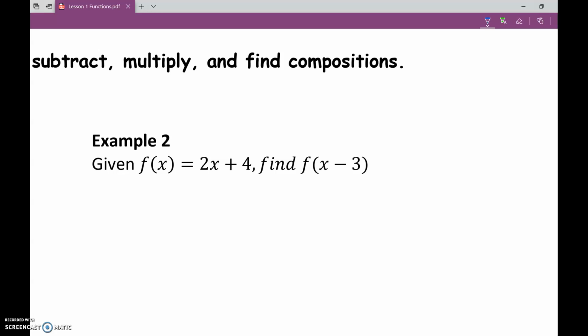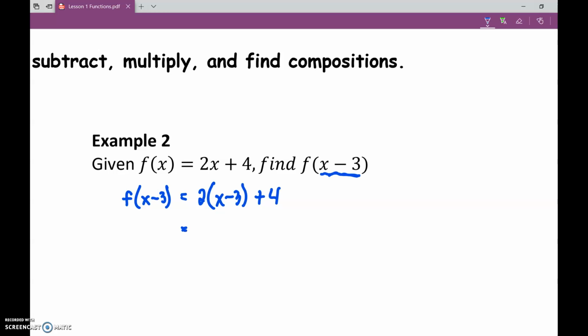Okay, example 2. Now we're evaluating an algebraic expression. So we want to find f of x minus 3. So here's our rule for f of x. It's a different function. So if I want to evaluate f of x minus 3, it works like example 1. Wherever I see an x in my f rule, I'm going to replace that x with x minus 3. So there's where x was.